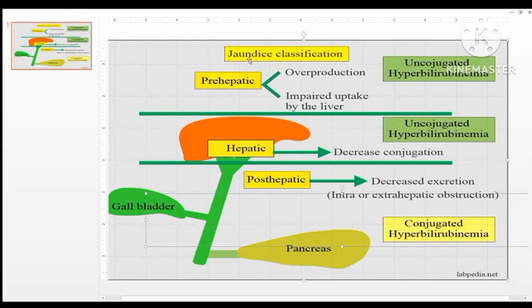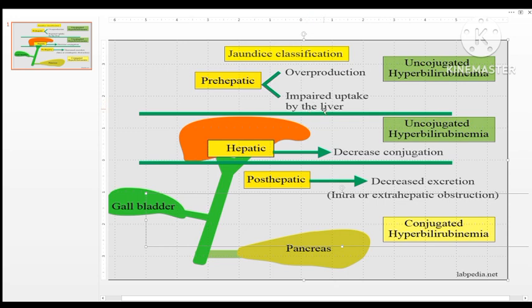Today we are going to talk about classification of jaundice. There are three major types of jaundice, which are prehepatic, hepatic, and posthepatic jaundice. Prehepatic jaundice is due to overproduction of bilirubin and impaired uptake by the liver.